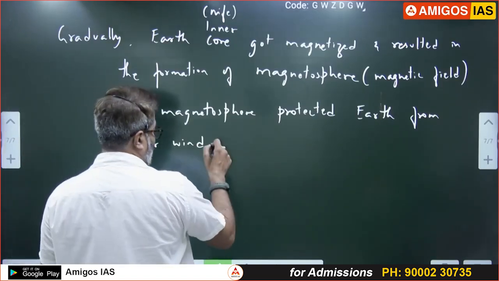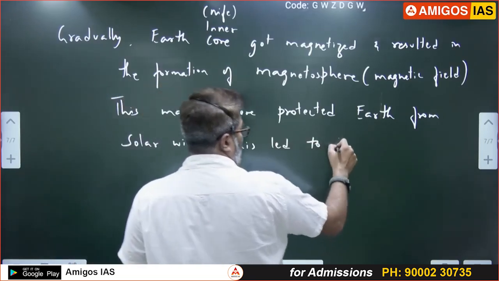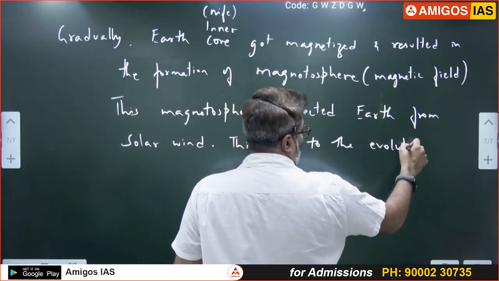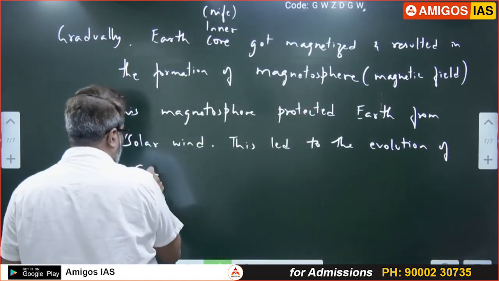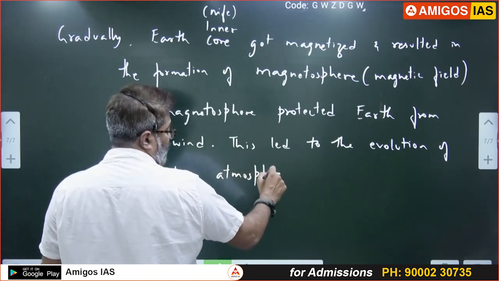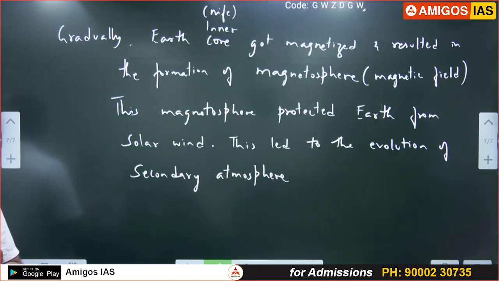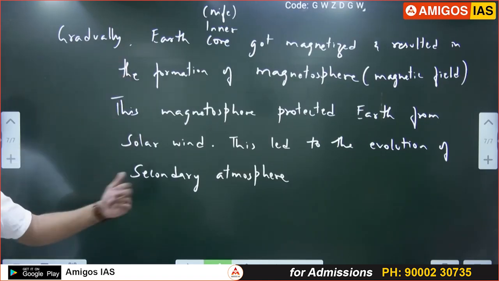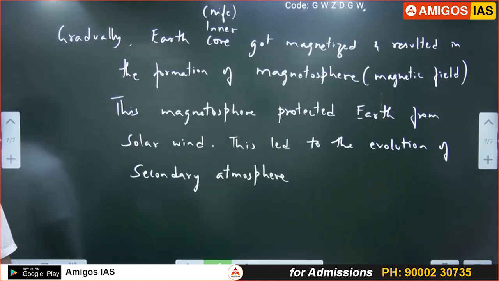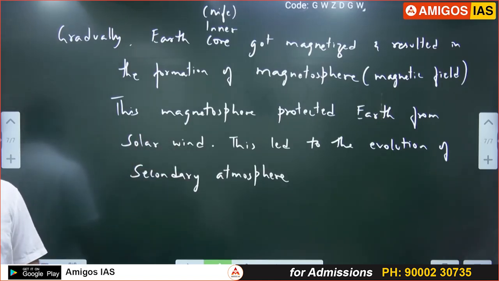This led to the evolution of secondary atmosphere that we have today. So what we have now is the secondary atmosphere. Primary atmosphere we lost. Everything I have written on the board, you just have to copy. Is it clear? We'll quickly see that photo.